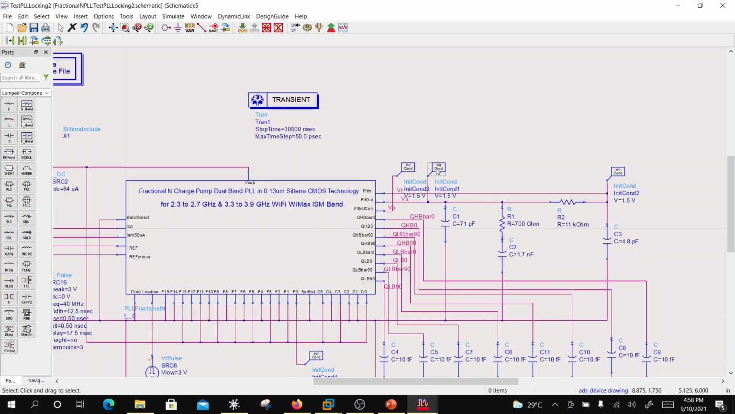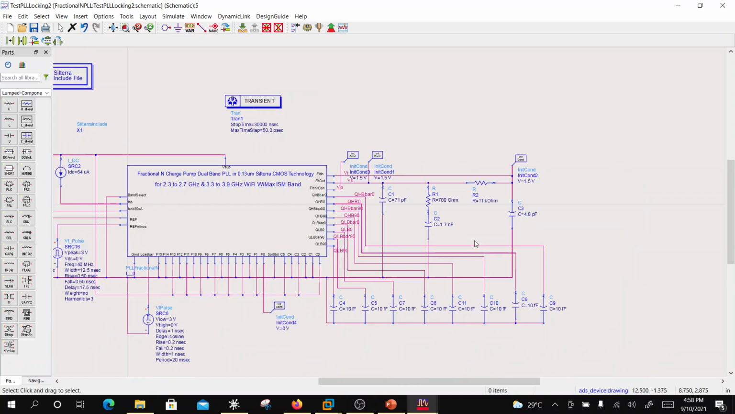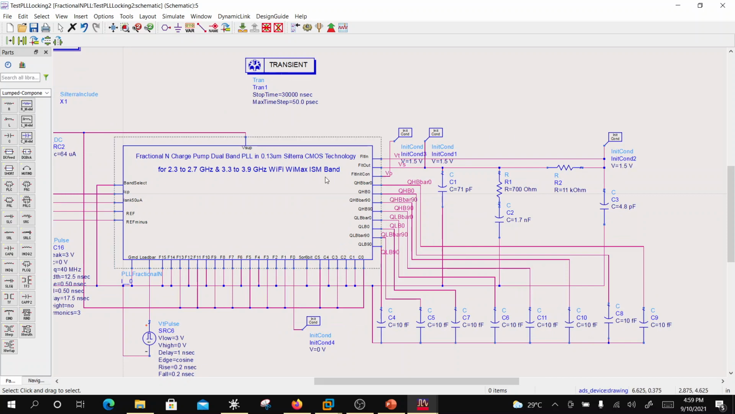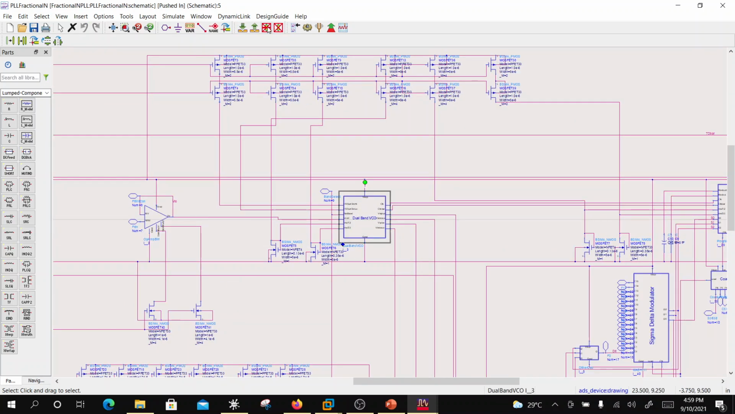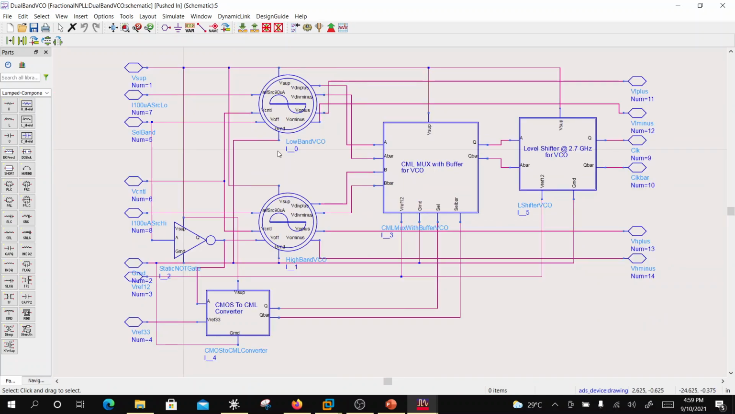And what you see here is the initial condition. In Cadence you can establish it when you are simulating, but here you have to put these blocks for the initial condition. Okay, so this is a loop filter, and it is external to the chip. Now let's go inside this. Let's start with a VCO. So this is a VCO, and this is a dual band VCO. One is a lower band, other is a higher band, and then there is a multiplexer, and that multiplexer decides whether I'm operating in the lower band or the higher band.